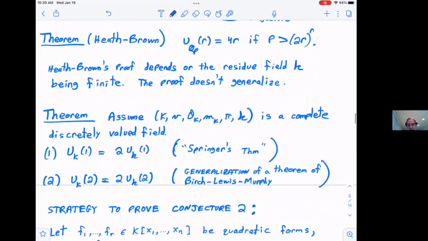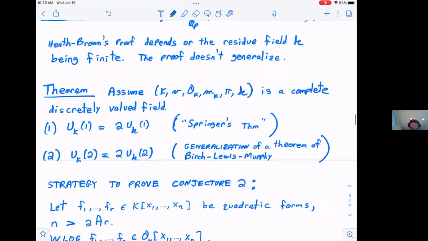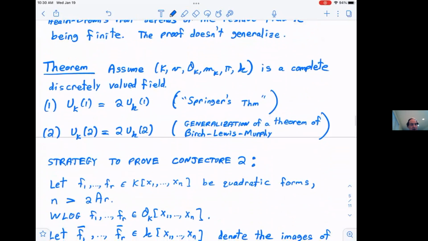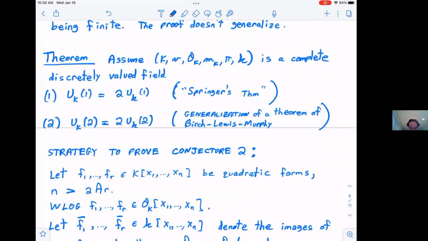So I want to now discuss a strategy for proving conjecture 2. Let's make the setup here. The first part of the strategy does date back to the 1960s, but then there'll be a change. Suppose I've got F1 through FR, a system of R quadratic forms in n variables, and suppose that n is bigger than 2AR.